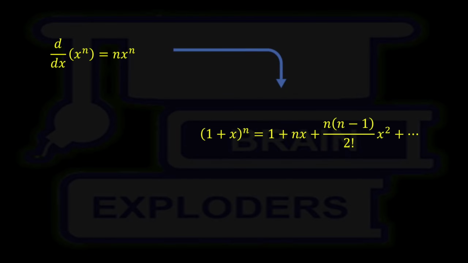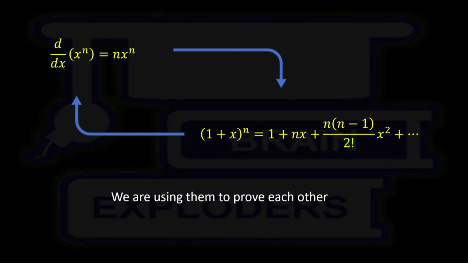So what we are doing, we are basically proving this series expansion with the help of differentiation, and we have proved this differentiation with the help of this series expansion. We are proving both of these with the help of each other. So we are getting some information out of nowhere.